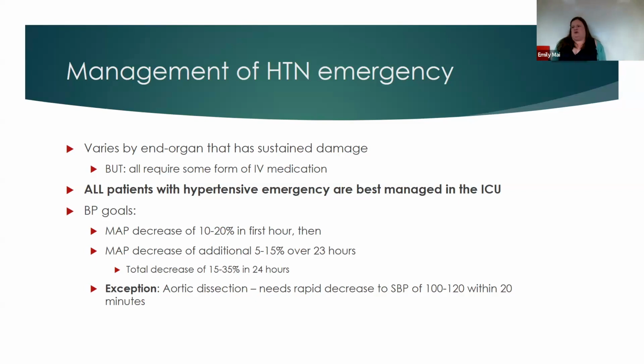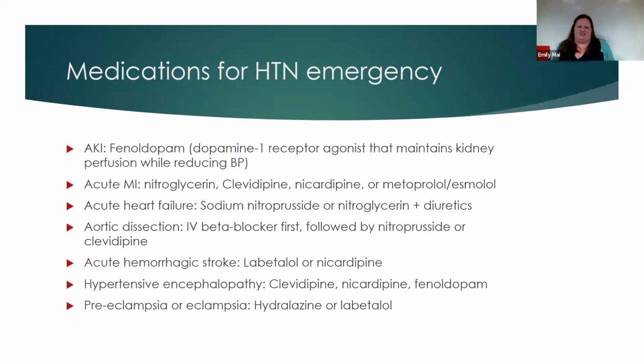The only exception is aortic dissection. Those you want to get down fast, all the way down to like 100 to 120 systolic and really fast, like 30 minutes, because you don't want them to just completely shear their aorta in half. Medications, all of these are things we should not be giving, but I'm just going to mention them for the sake of doing it.